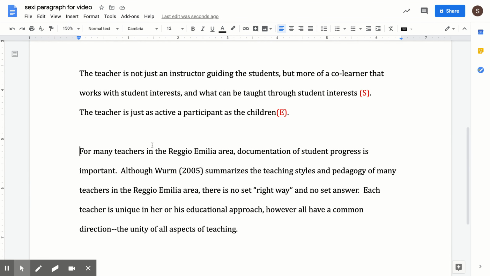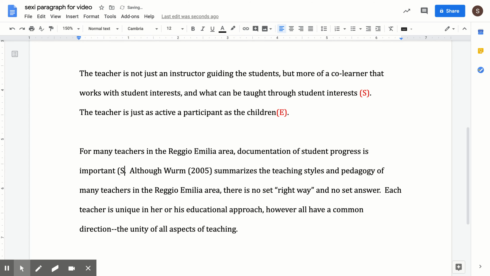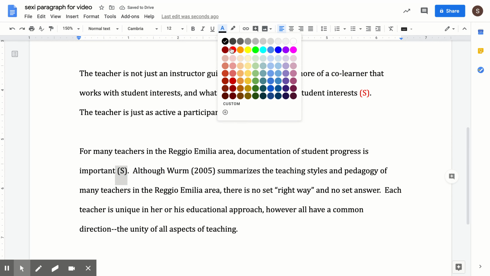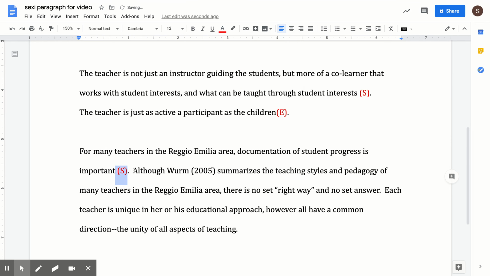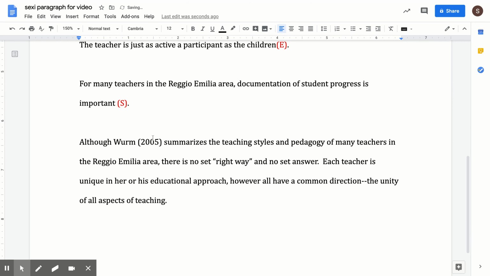Let's keep going. For many teachers in the Reggio Emilia area, documentation of student progress is important. Okay, that's once again a whole different idea. It's a quality of Reggio Emilia education that documentation of student progress is important. That's qualities of Reggio Emilia, but it still doesn't really explain to us what it is. That is yet another S. Wow, there's a lot of S's. This is not a sexy paragraph right now. Let's keep going. Although Verme summarizes the teaching styles and pedagogy of many teachers in the Reggio Emilia area, there's no set right way and no set answer.